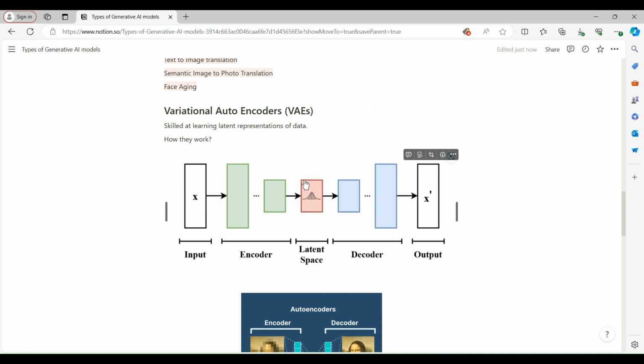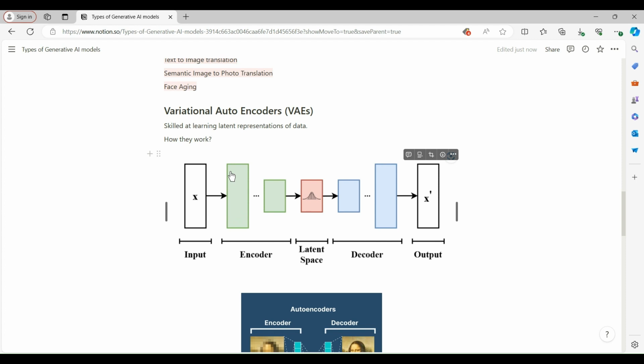Okay, let's look at variational autoencoders. This is a type of model that is particularly skilled at learning latent representations of data. Here is how it works. We have input data, then we have an encoder, and a latent space, then a decoder, then the output. This is the high-level overview of how a variational autoencoder works.